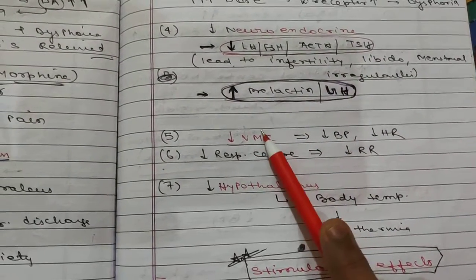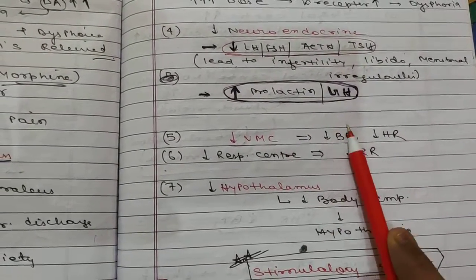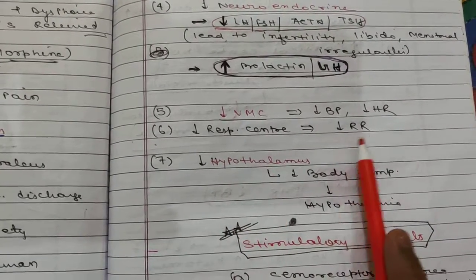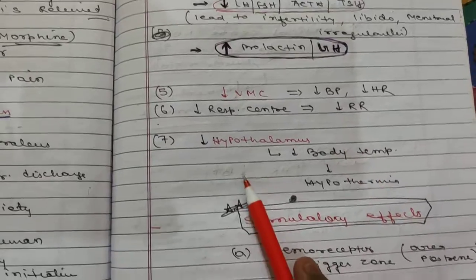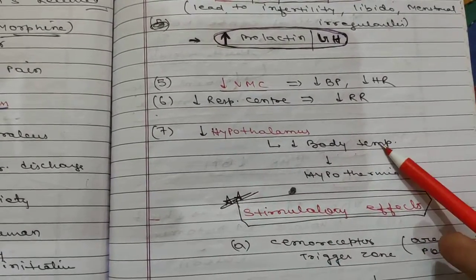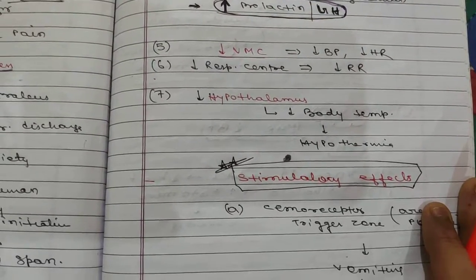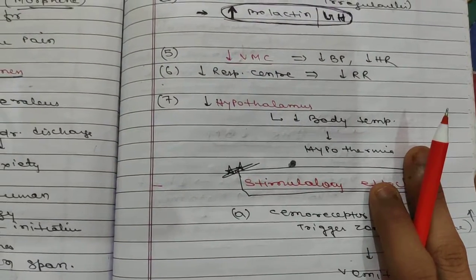The fifth is suppression of the vasomotor center, and that will cause low BP and low heart rate. The next is suppression of the respiratory center, that will cause decreased respiratory rate. The next is suppression of the hypothalamus, so body temperature will decrease, and that will lead to hypothermia. So these are the inhibitory effects. Till now we have discussed the inhibitory effects of morphine.